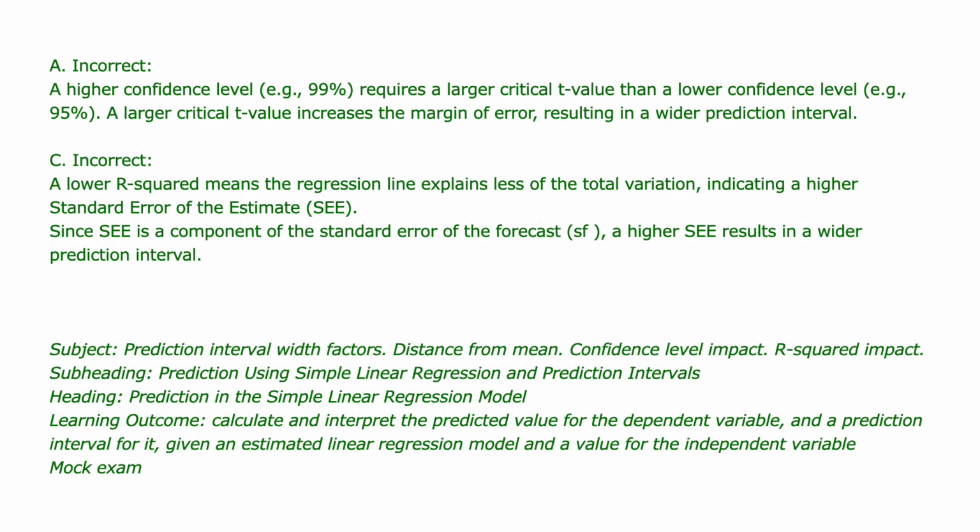A higher confidence level, 99% versus 95%, requires a larger critical t-value. Because this value is a multiplier in the formula, it widens the interval instead of narrowing it. A lower R-squared indicates a higher standard error of the estimate, SEE. Since SEE is a component of the forecast error calculation, a higher SEE results in a wider prediction interval.